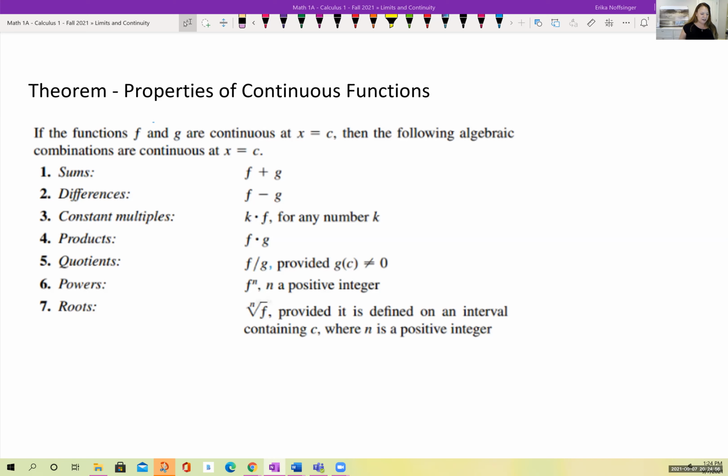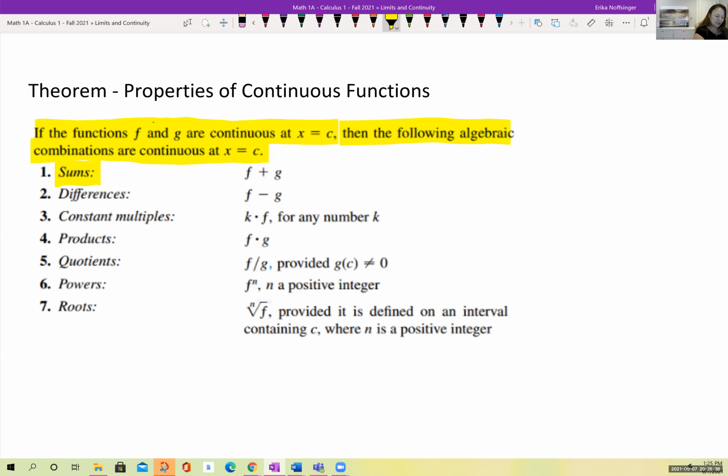Okay, so we have in front of us a theorem, properties of continuous functions. So just kind of think back when we were looking at limits and we were looking at limits of an equation, we were able to use these conditions of limits and break it down so we can make the limits simpler. Kind of the same sort of idea with these continuous functions. If we know our functions are continuous, so if our functions f and g are continuous at some value x equals c, then we can say that the following algebraic combinations are also going to be continuous at x equals c.